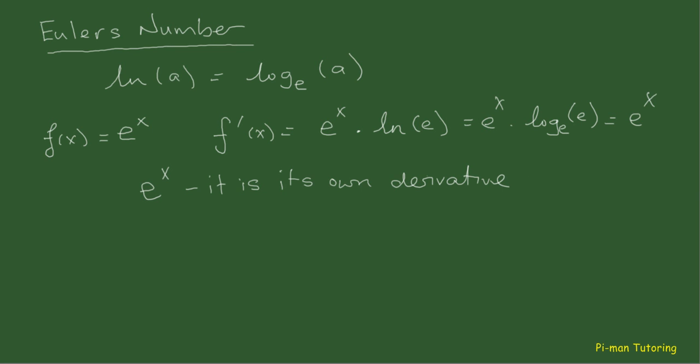And graphically, what does it mean? Well, it means that if I draw a graph of y equals e to the x, then the value of the slope, the tangent slope at any point, is exactly equal to the value of the function at that location.